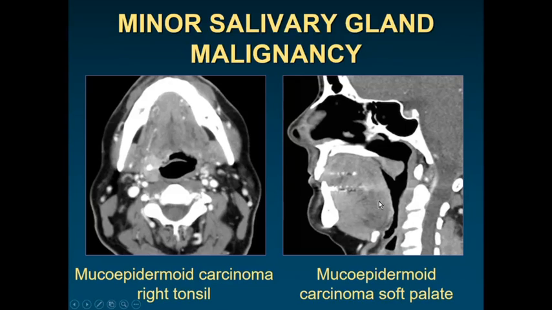These were two different patients with two malignant salivary gland malignancies. On the left side, we have a mucoepidermoid carcinoma of the right tonsil with a focal calcification. And on the right side of the screen, you'll see a mucoepidermoid carcinoma of the soft palate. No way to know that wasn't just a benign tumor or a squamous cell carcinoma, really.